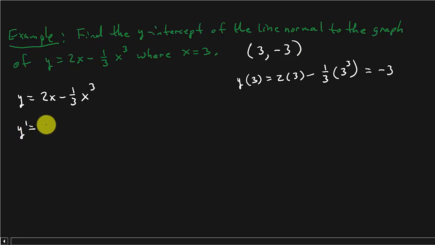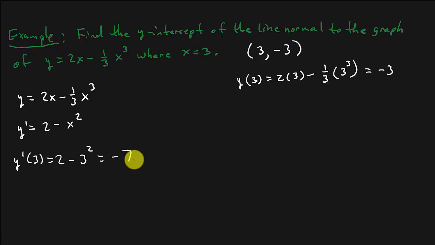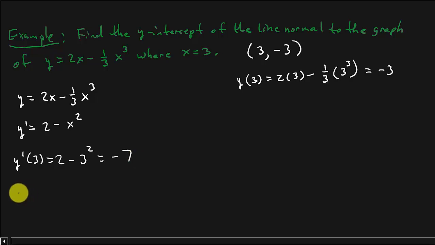So y prime is 2 minus x squared. And so y prime of 3 is 2 minus 3 squared. What is that? Is that negative 7? Okay. So the slope is what? 1/7. Because we're finding the normal line, so the slope is the negative reciprocal.